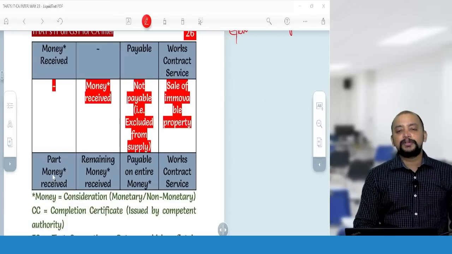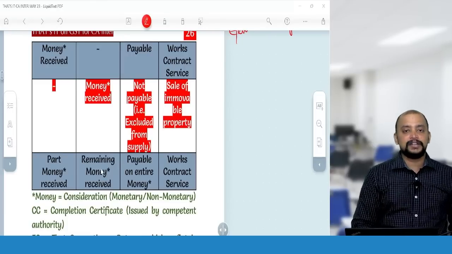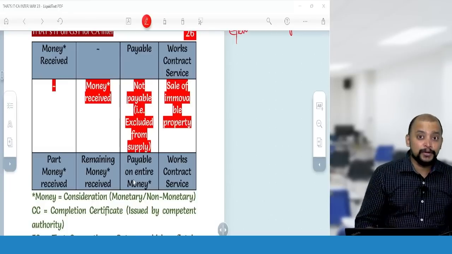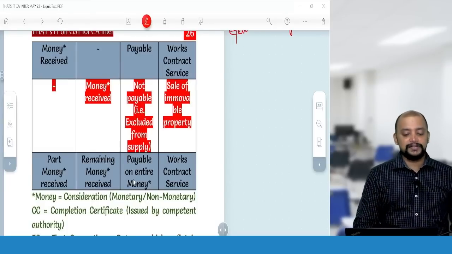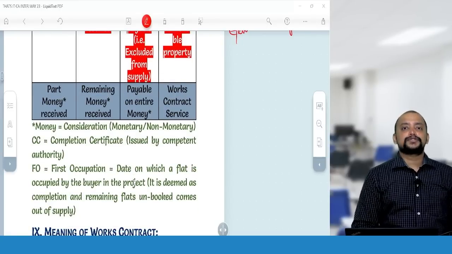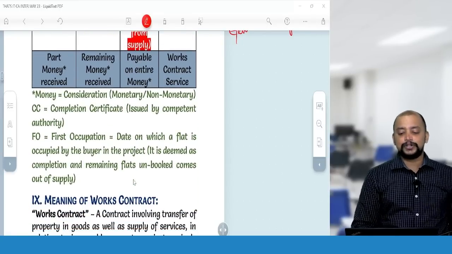If part money is received before and the remaining amount is received after, that is not excluded from supply, it is covered under supply, GST payable on entire amount, and it will be treated as works contract service. So here CC refers to completion certificate or OC refers to occupation certificate, whichever is earlier should be taken.